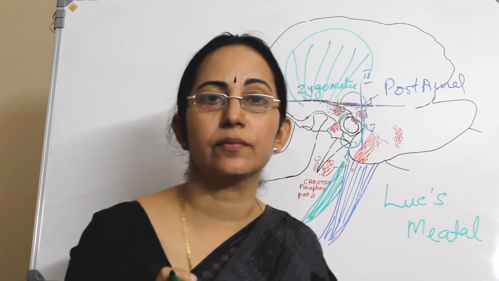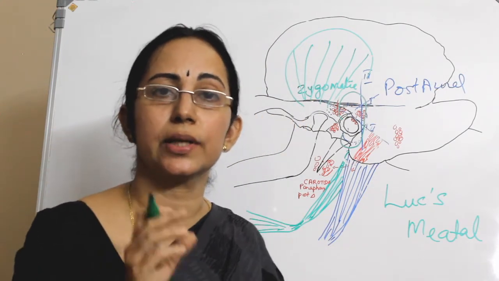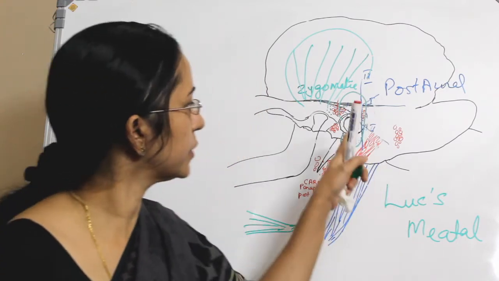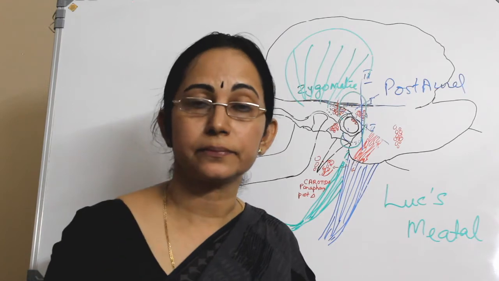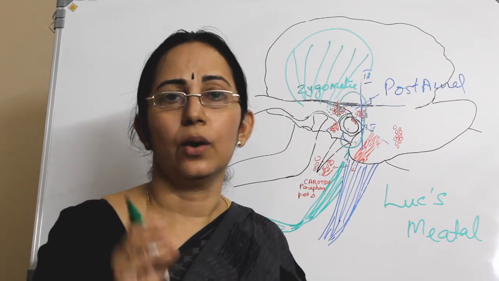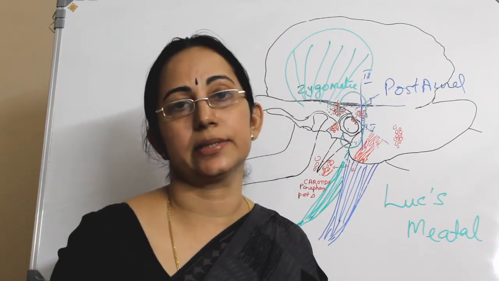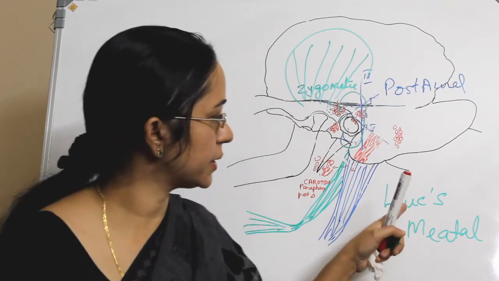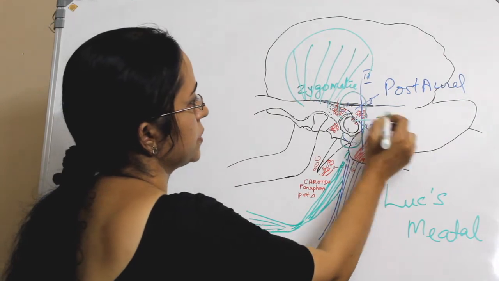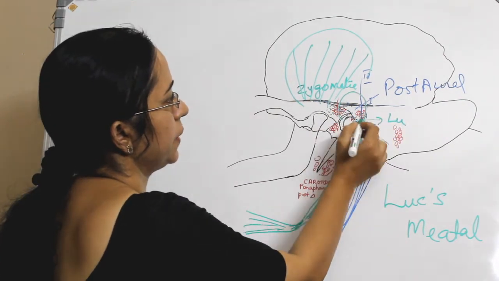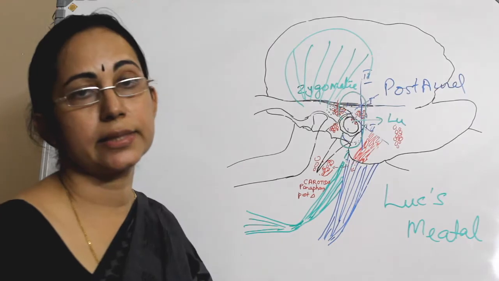And in that case, what will happen? The pus will break into the external auditory canal. So that will cause a meatal abscess or a Luc's abscess, and you can see the swelling or the abscess deep in the external auditory canal. Okay, so that is a Luc's abscess or a meatal abscess. It comes here. Luc's abscess. So this is a postaural abscess, this is a zygomatic abscess, and this is a Luc's abscess.